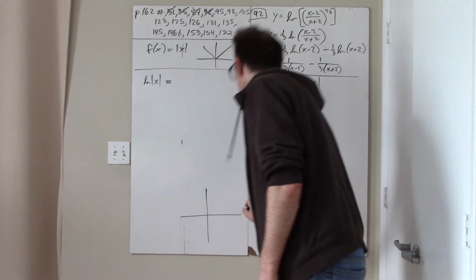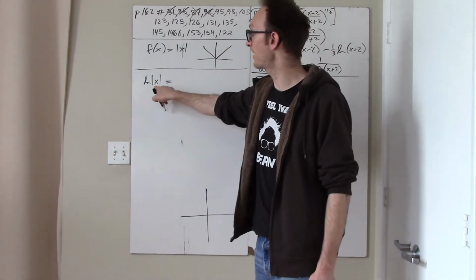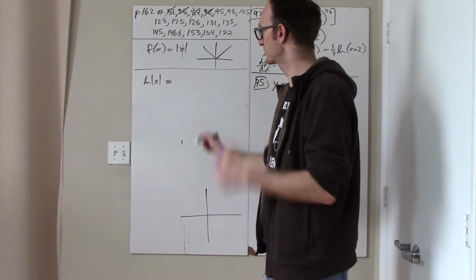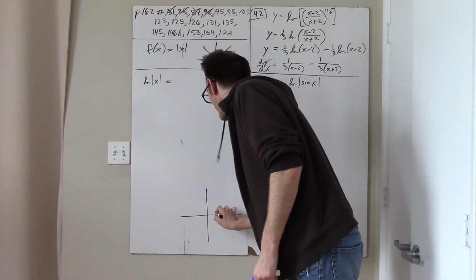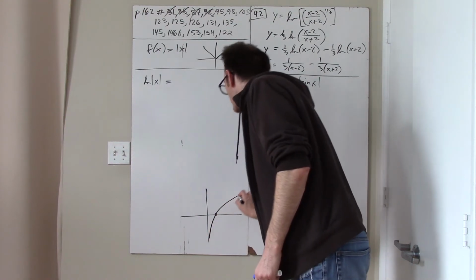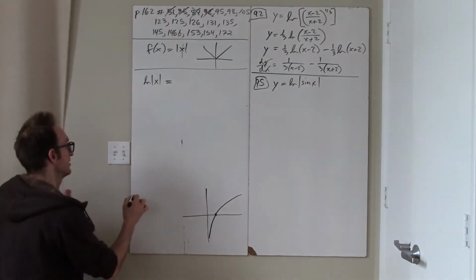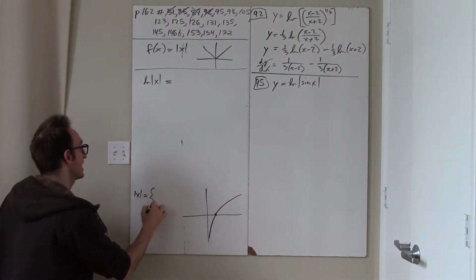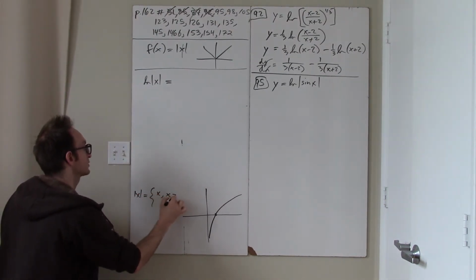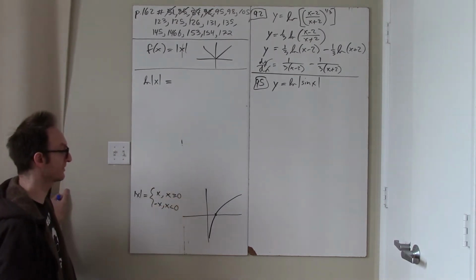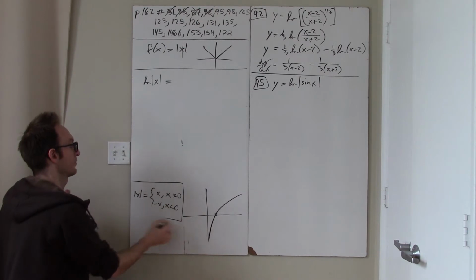Well, if x is positive, then the absolute value of x is just x. And actually, maybe we should just do it out, right? What is the absolute value of x? It's just x when x is greater than or equal to 0, and negative x when x is negative. This is how we deal with absolute values in calculus. We get rid of them.